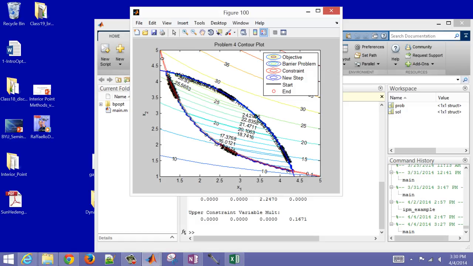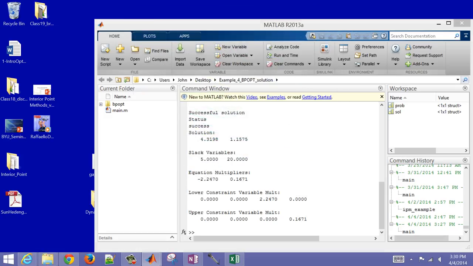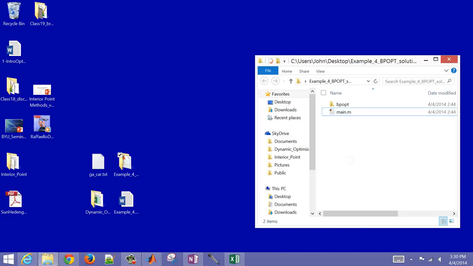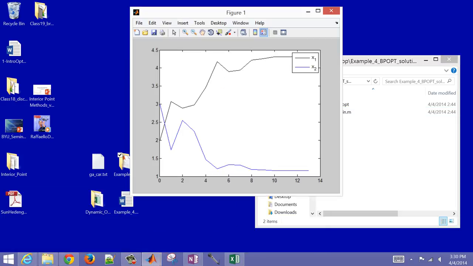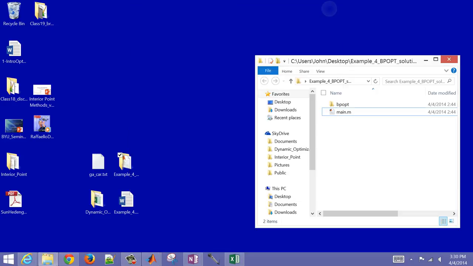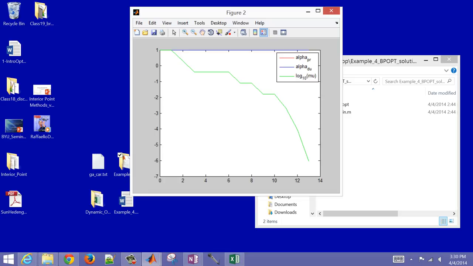So let me also show you a plot of how it progressed. Okay, so you have a plot here of the x1 and x2 values. It converged to the solution there. You can see the number of iterations, 13 iterations. It leveled out at the solution, satisfied the KKT conditions. And then here's the value of mu as we progressed. You can see the mu value dropping, and this is a log 10 of mu. So it got very small at the solution. Okay, so any questions on this, Joe?